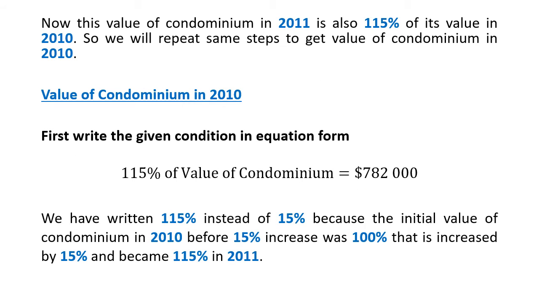Now this value of the condominium in 2011 is also 115% of its value in 2010. So we will repeat the same steps to get the value of the condominium in 2010. First write the given condition in equation form, that is 115% of the value of the condominium equals $782,000. We have written 115% instead of 15% because the initial value of the condominium in 2010 before the 15% increase was 100%, that is increased by 15%, and became 115% in 2011.